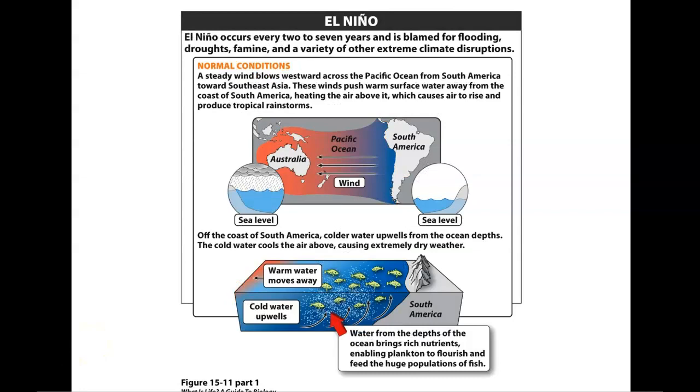And so water from the depths of the ocean is going to bring rich nutrients, enabling plankton to flourish and to feed huge populations of fish. This is going to be under normal conditions.